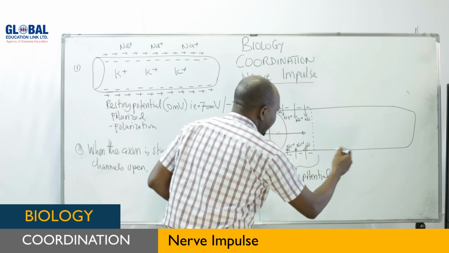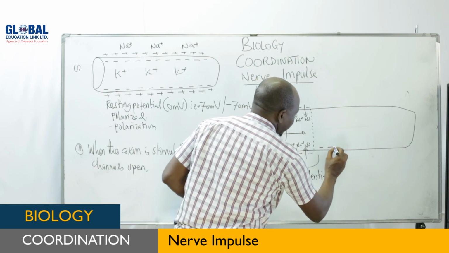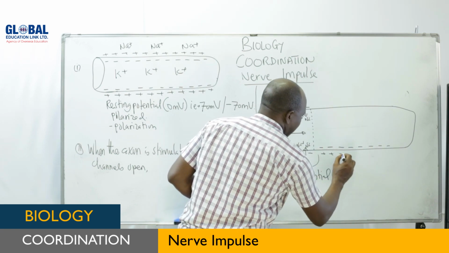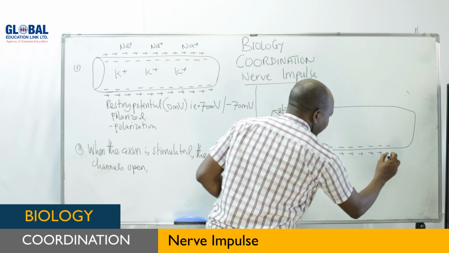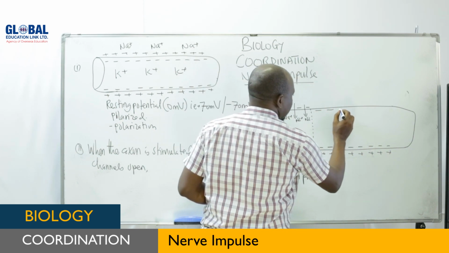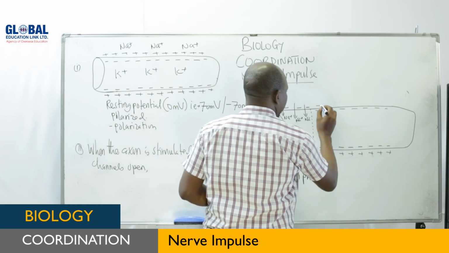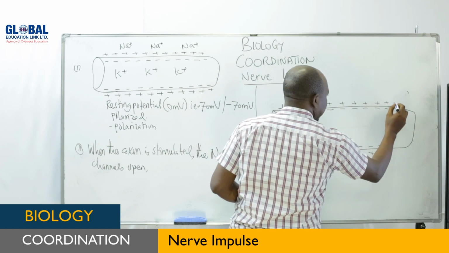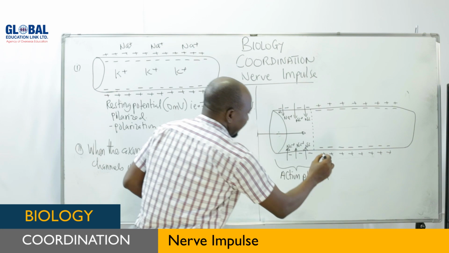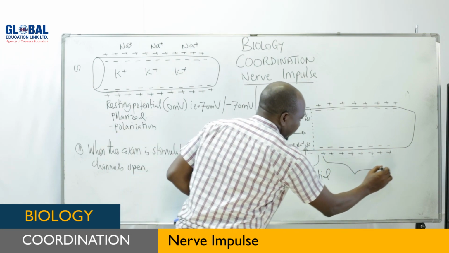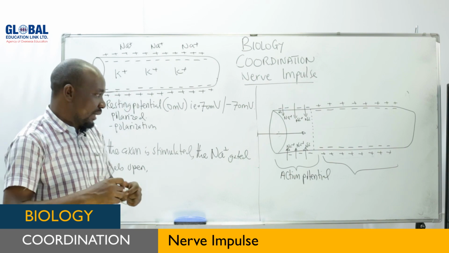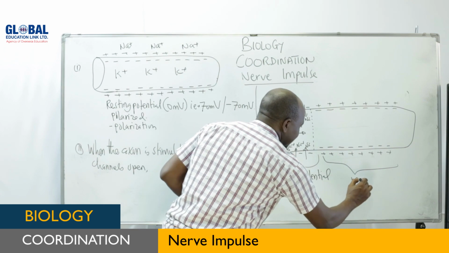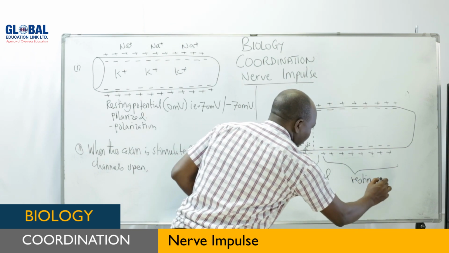But the remaining piece is negatively charged inside, positively charged outside, negatively charged inside, positively charged outside. So the part of the axon where the stimulus has not yet reached is still at resting potential.